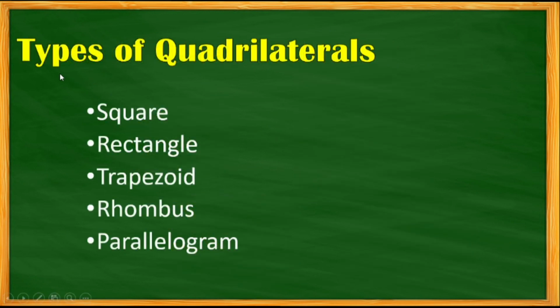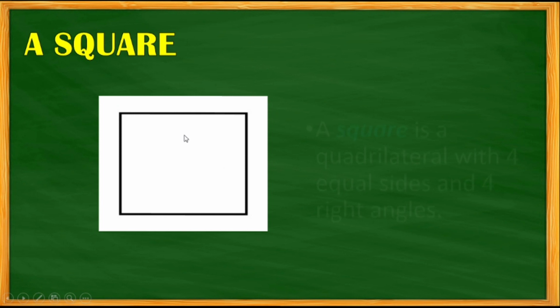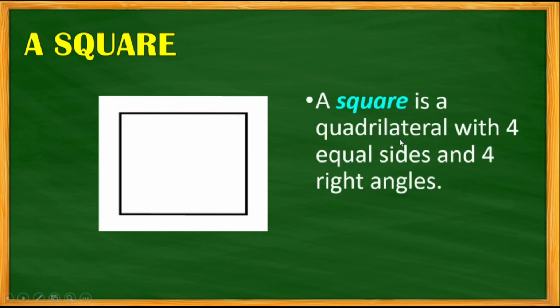Now there are types of quadrilateral. We have square, rectangle, trapezoid, rhombus, and parallelogram. So let's define first a square. A square is a quadrilateral with 4 equal sides and 4 right angles. Again, a square is a quadrilateral with 4 equal sides and 4 right angles. It forms 4 right angles.